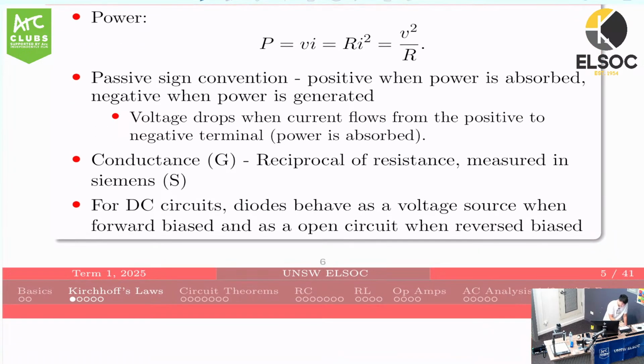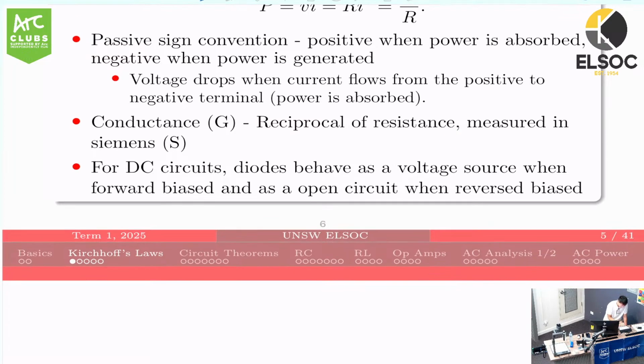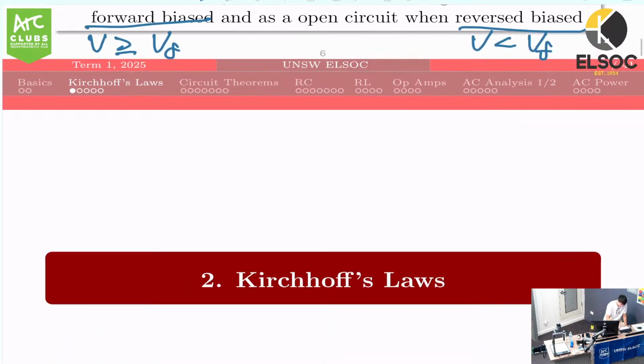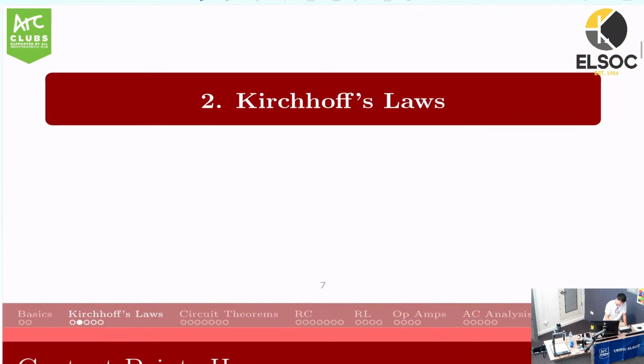Just a quick note, conductance, remember, is the reciprocal of resistance. And finally, for DC circuits, for diodes, when they're forward biased, they behave as a voltage source. Forward bias is when the voltage drop across the diode is greater than or equal to the forward voltage of the diode. And the other way around, if it's reverse biased, which is when the voltage is less than the forward voltage, then you have an open circuit. Yep. So we're going to move on to Kirchhoff's laws.